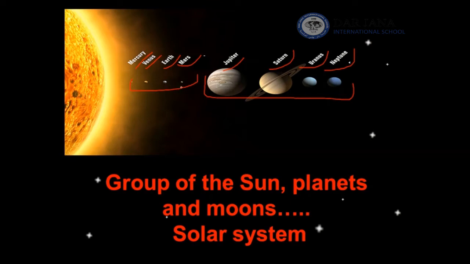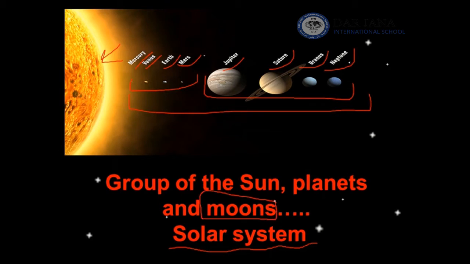A planet is an object that can be made up of rock or gas that revolves around the sun. So the sun is fixed in its place, and all of these are moving around the sun. So when I say solar system, I directly remember the sun and the planets, but we must not forget the moons, because each planet has a different number of moons. For example, our Earth has 1 moon, whereas Mars has 2 moons.